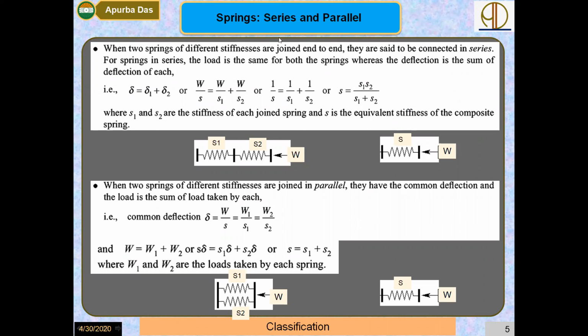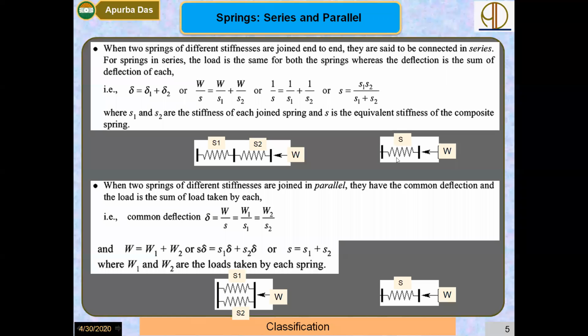Now I will explain spring in series and spring in parallel. So you can see that this is one spring. Let's say it has stiffness S1, and this spring is connected in series with another spring whose stiffness is S2. Whenever we apply load W, this spring is going to deflect. Now if we want to replace these two springs with stiffness S1 and S2 by a single spring, what will be the equivalent stiffness of that single spring?